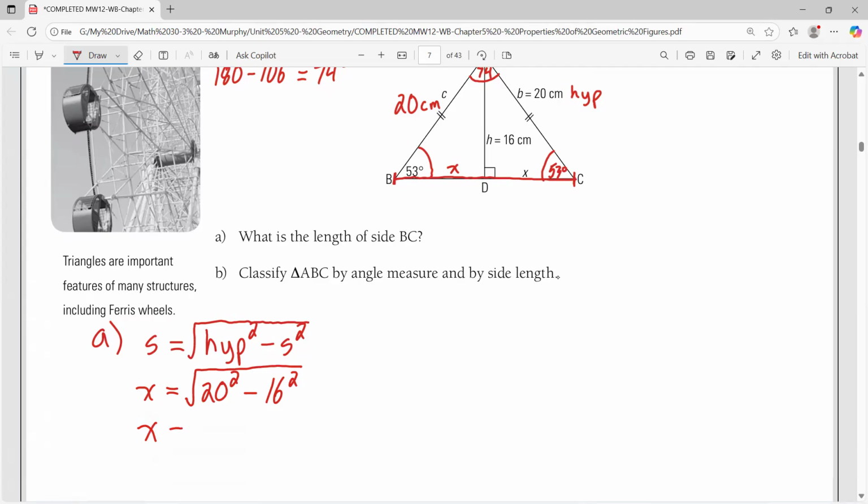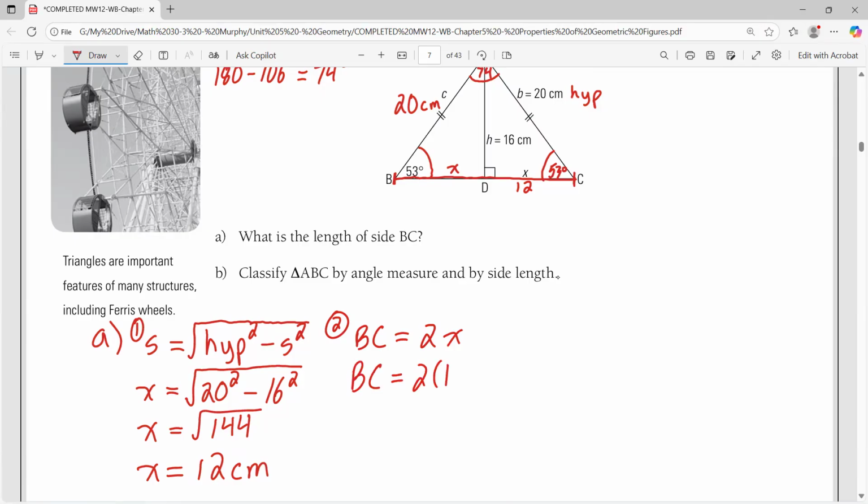And we end up with 144 under the square root. So remember to square root it because 144 for x doesn't make sense. Again, probably the number one mistake, and we get 12. Okay, so now we know this is 12. So then we're just going to double it. So step 2, BC, B to C, is equal to 2 times x. So we're going to go 2 times 12. And side length BC is going to come out to 24 centimeters.